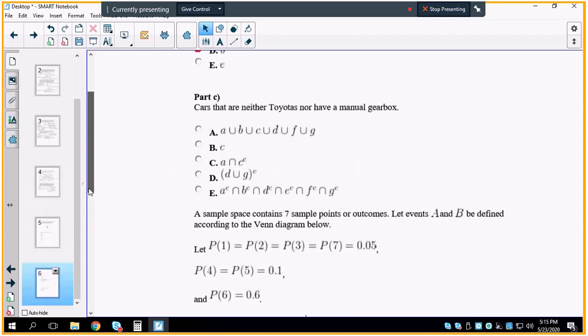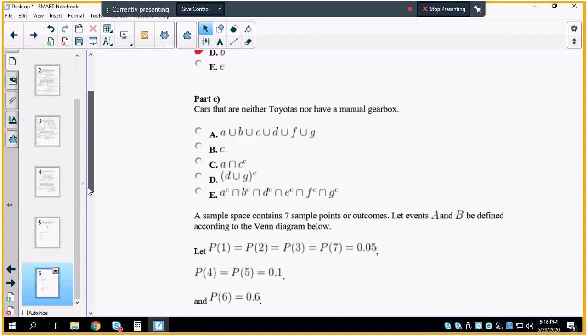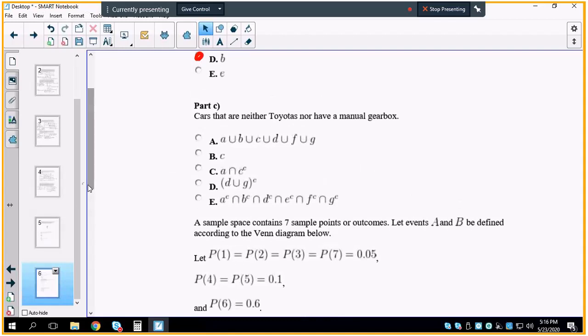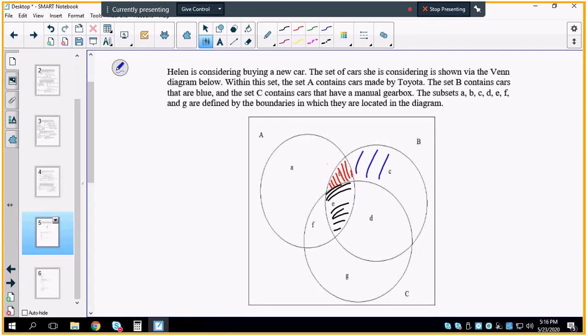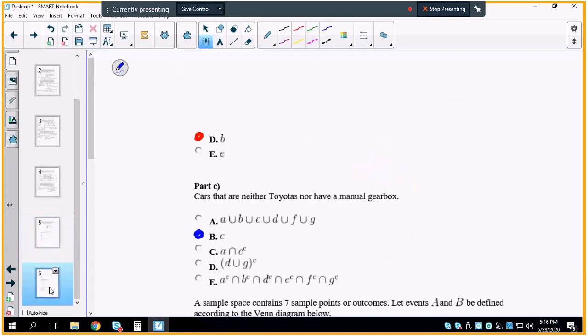So let's see how we are going to answer this question. Basically we will say letter C because that's the only possible answer matching this. And we will say the letter C is the collection of all the cars that are not Toyota and don't have manual gearbox. Exactly what we are wanting. So this is a portion which is not in A, so not a Toyota, not in C, so not a manual gearbox, and hence my answer.